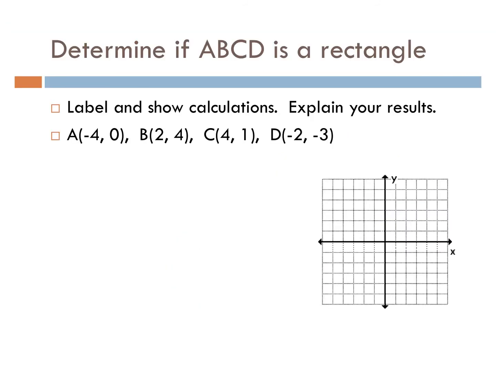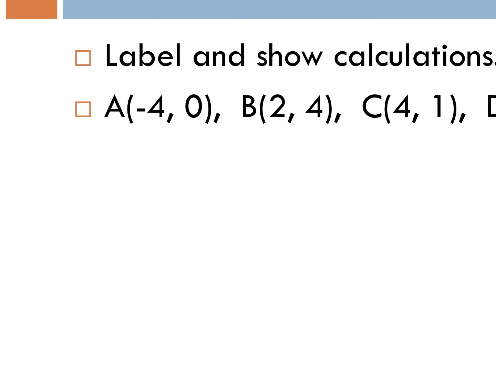Okay, so here we're going to label and show calculations, and we're going to explain our results. We're going to determine if ABCD is a rectangle. So whenever you do these, the first thing you're going to want to do is show that it's a parallelogram. And how am I going to do that? I'm going to do that by slopes or lengths of sides.